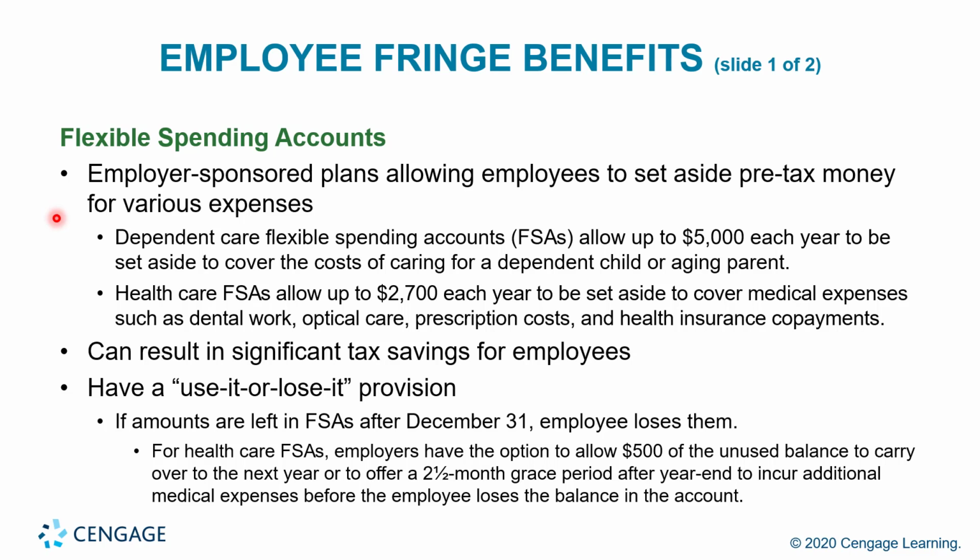So fringe benefits, flexible spending account. Employer-sponsored plans allow employees to set aside pre-tax money for various expenses. And so dependent care flexible spending accounts allow up to $5,000 each year to be set aside to cover the cost of caring for a dependent child or aging parent. Healthcare flexible spending accounts allow up to $2,700 each year to be set aside to cover medical expenses such as dental work, optical care, prescription costs, health insurance co-payments. They can result in significant tax savings for employees. They have a use it or lose it provision.